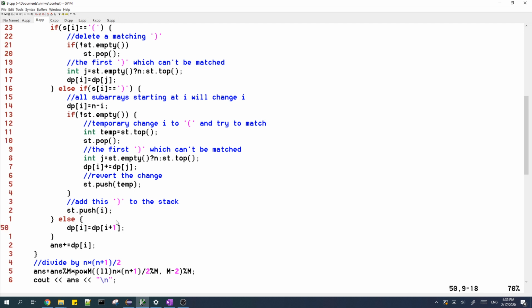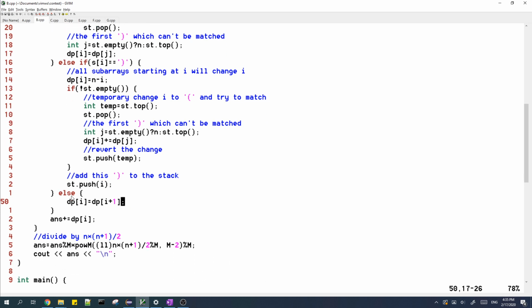And then the other case I didn't mention is if the new character is an asterisk. If it's an asterisk, then nothing happens, so you can just set dp of I equal to dp of I plus 1. Finally, we add up all dp of I in order to find the total answer, and we use the same process to find the final expected value. We just multiply the answer by the multiplicative inverse of n times n plus 1 divided by 2.